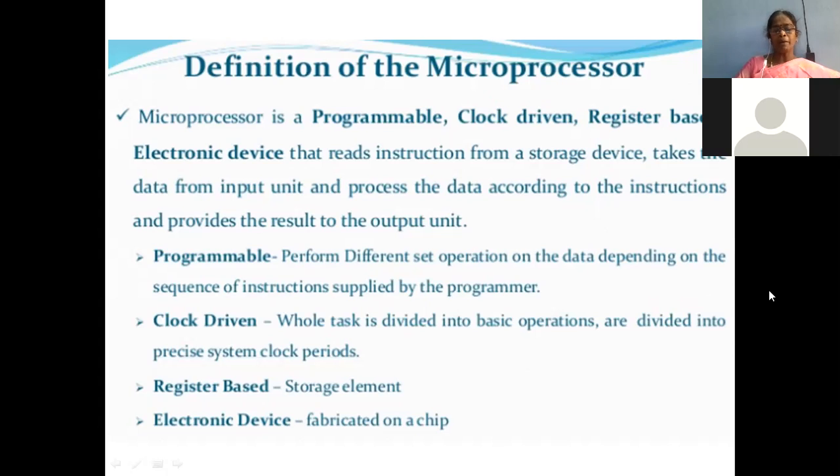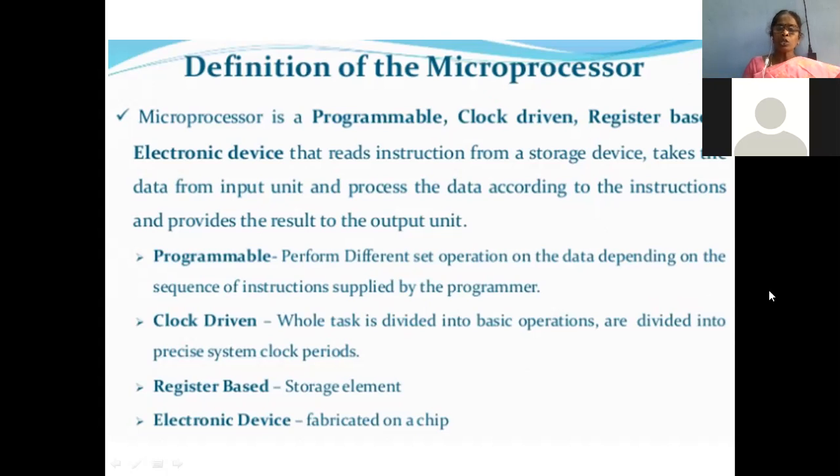supplied by the programmer. Right, so if I am writing a program for addition, according to that I have to write an addition instruction. If I want to perform rotation of data, subtraction or multiplication, according to that I have to write a program. A sequence or set of instructions has to be written by the programmer or by the user.